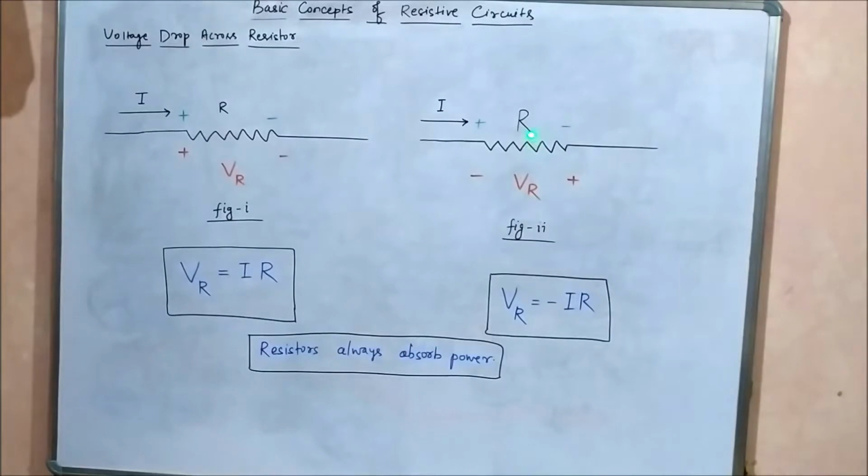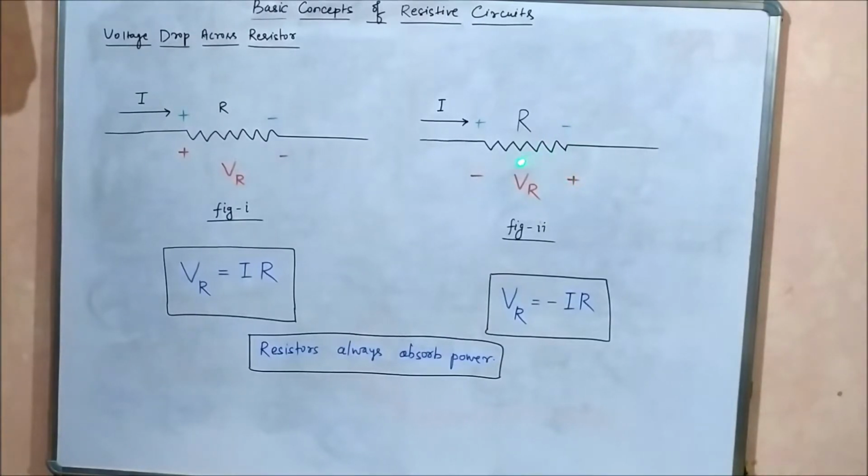This voltage drop across the resistor, here we are also measuring the voltage drop, but we are measuring it from this side, from positive to negative, in the opposite direction. Here we are measuring from this side, from positive to negative, which is the same as that of the polarity which is placed on the resistor. But here it is in the opposite direction. Here it is plus, but here it is minus. Here it is minus, here it is plus.